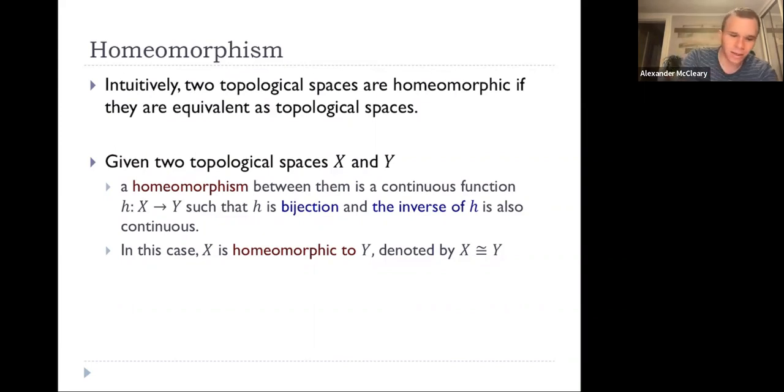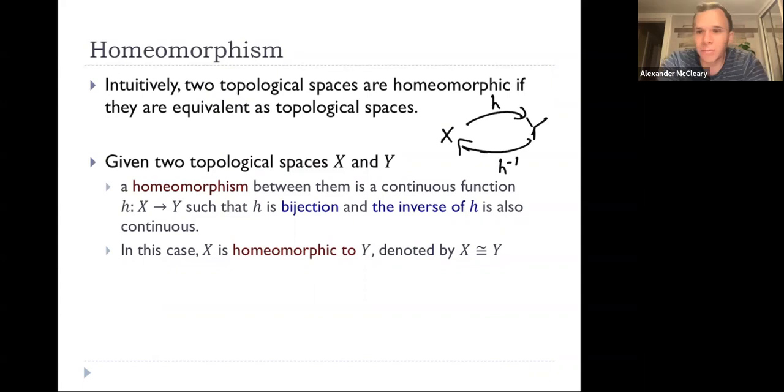So basically, if we have X and Y, we need to have a function H. This needs to be a continuous map, and it needs to have a continuous inverse as well, H inverse. So a homeomorphism is something that looks like this. And if there is a homeomorphism between X and Y, we say X and Y are homeomorphic, and we write it like this right here.